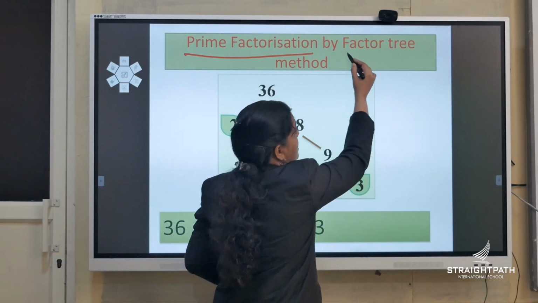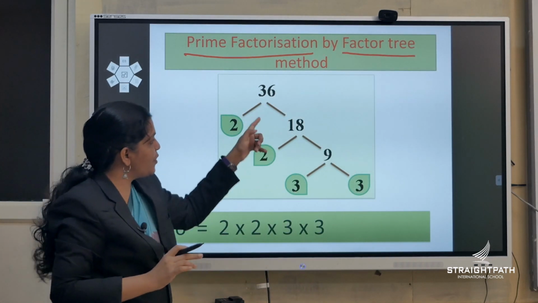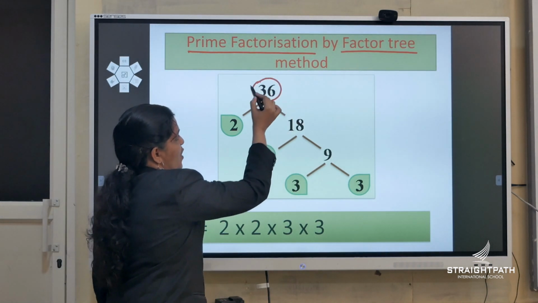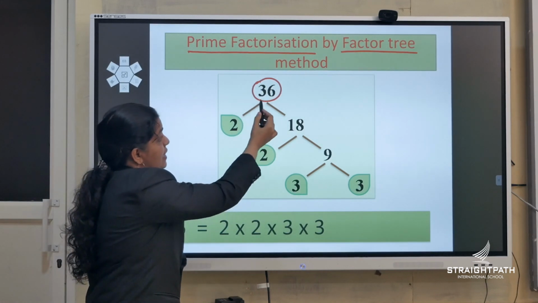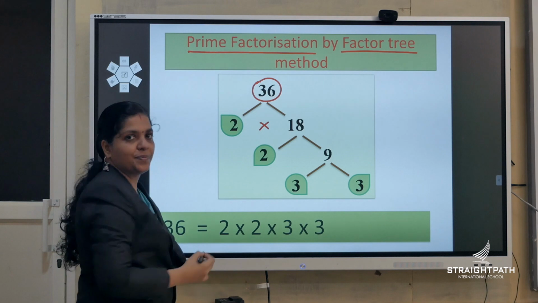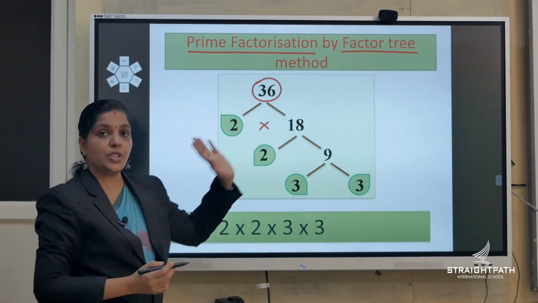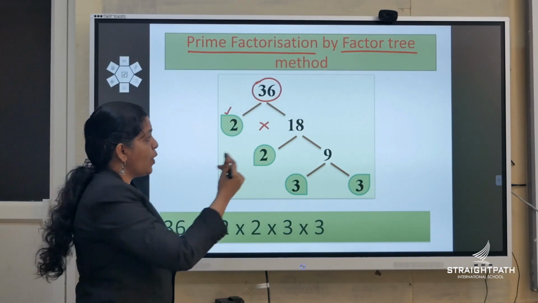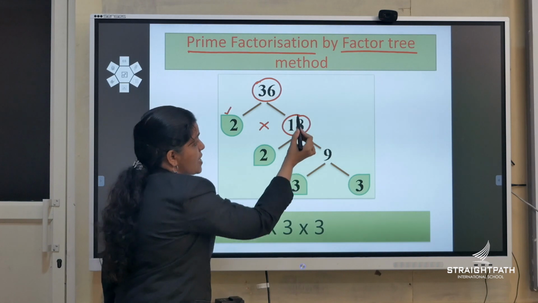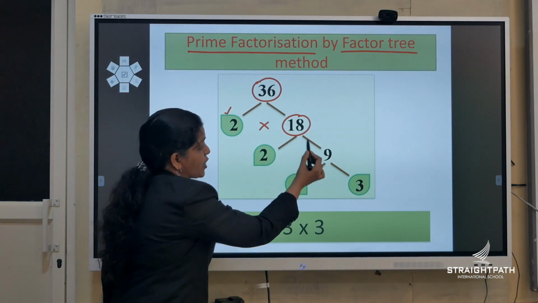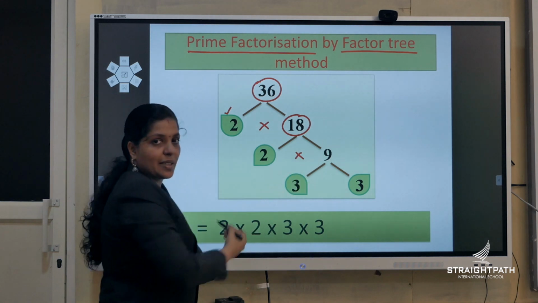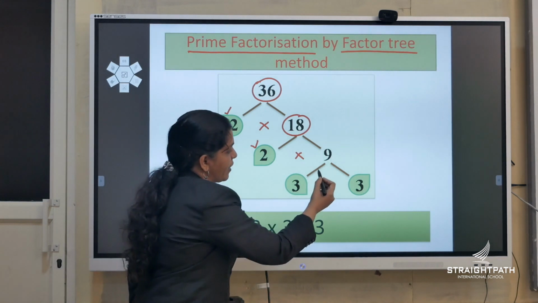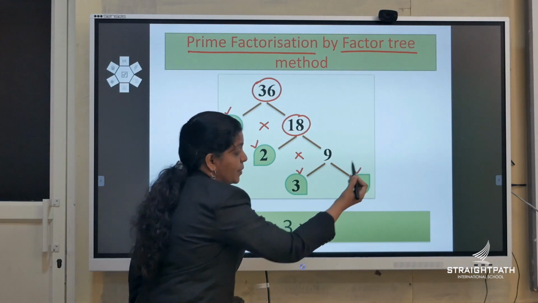Now here I have written a factor tree. Tree means what you know, so I have made a tree-like structure over here. So 36 is a composite number as we all know. So I am going to write 36 as 2 into 18. Okay, 36 is equal to 2 into 18. Now 2 is a prime number, so you don't have to touch the 2, let the 2 be there. Now 18 is a composite number, so I am going to write 18 as a product of two numbers like 2 into 9. Now 2 also is a prime number, so keep it there. Now 9, how can I write it? I can write it as 3 into 3.